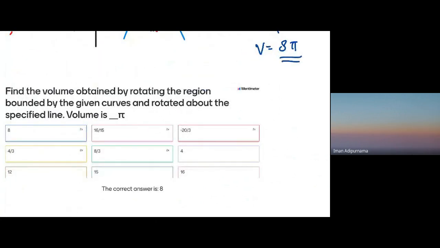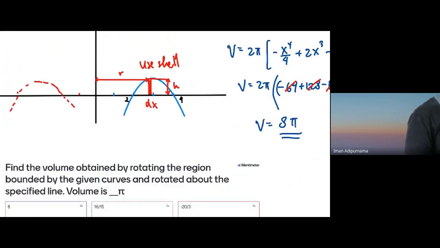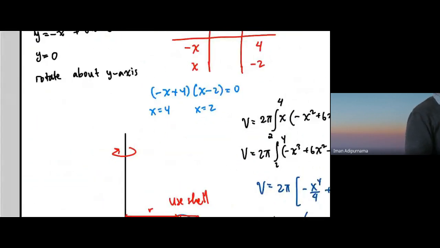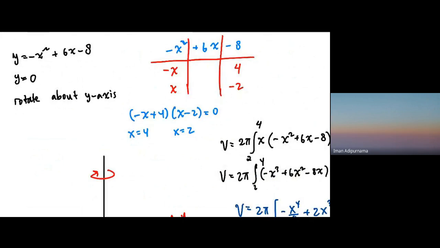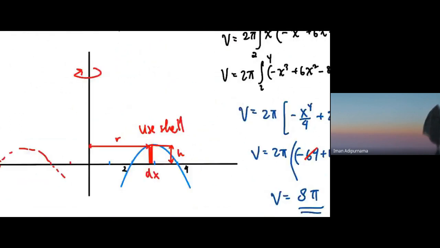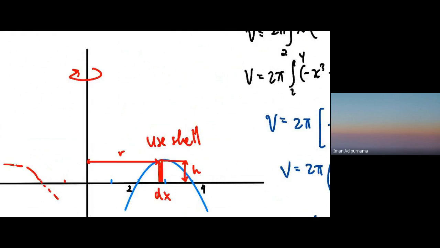The question is, find the volume obtained by rotating the region bounded by the given curves about the specified line. Volume is something times pi, so you just need to write the number or the constant. If we draw the curve, it is minus x squared plus 6x minus 8, y equals 0, rotated about the y-axis. The curve looks like this curvy blue line.